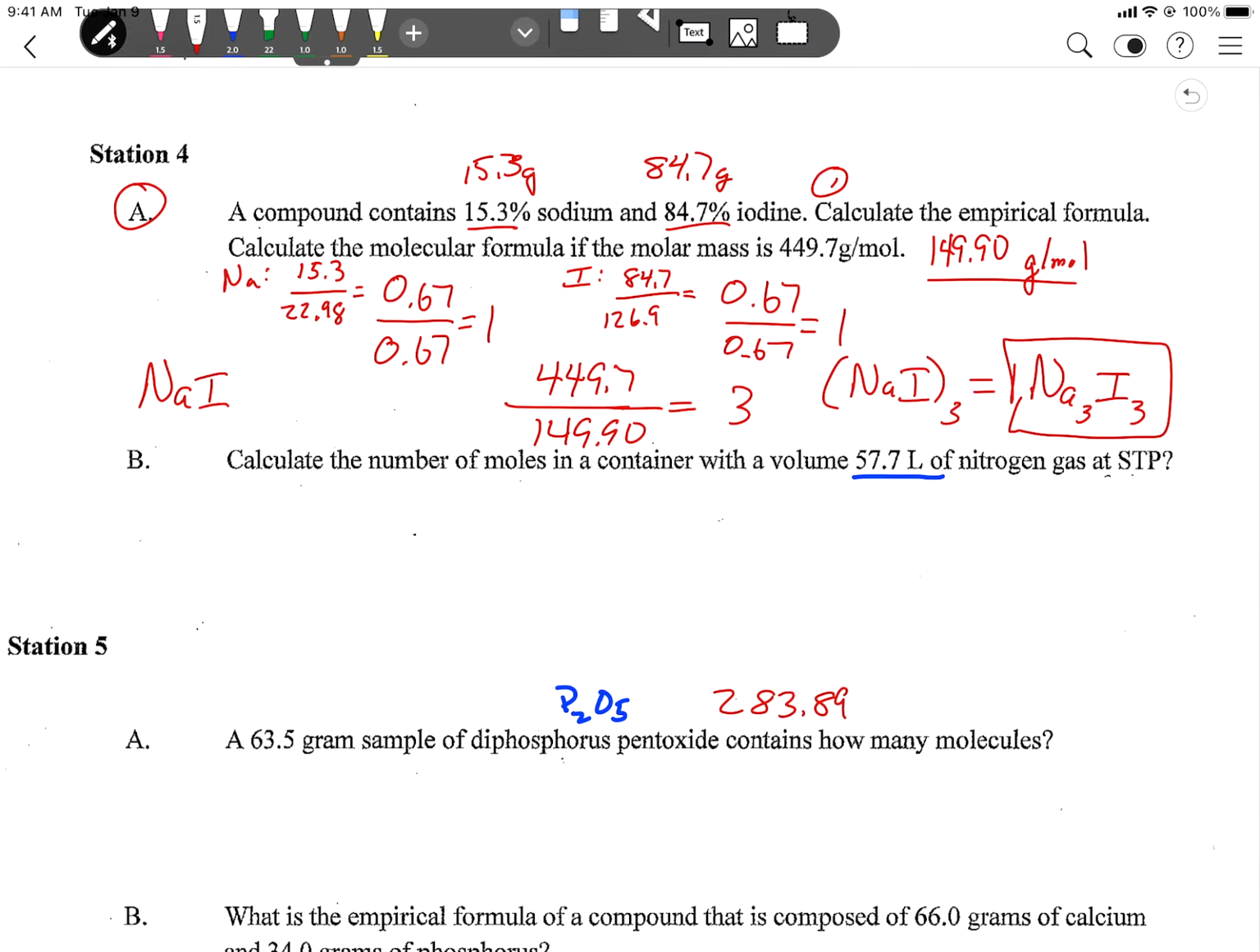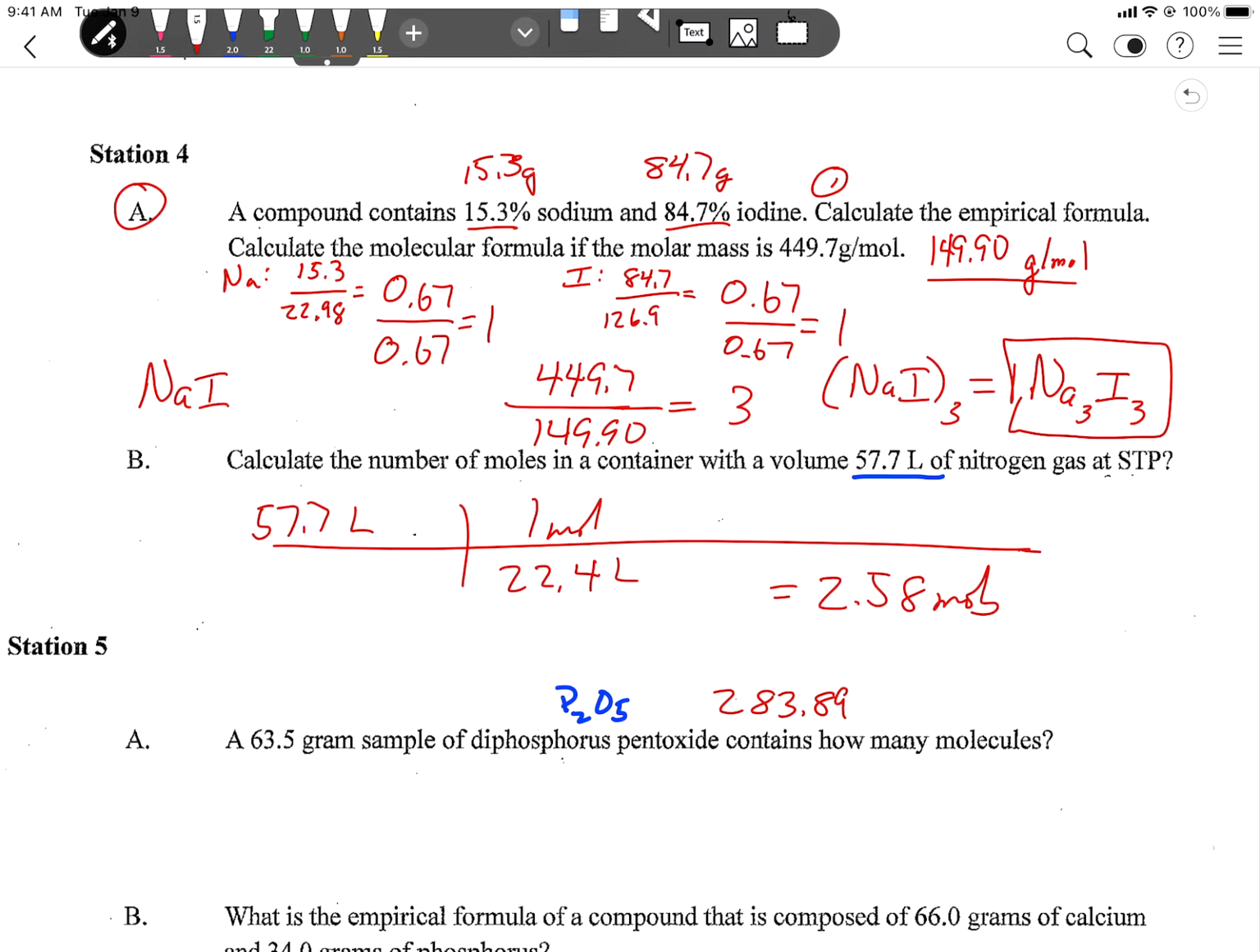Okay, then the next one, 57.7 liters of nitrogen at STP, and you're going to calculate the number of moles. That's not so bad. So 22.4 goes here, per 1 mole, and it's liters. So 57.7 liters divided by 22.4 gets an answer of 2.58 moles.